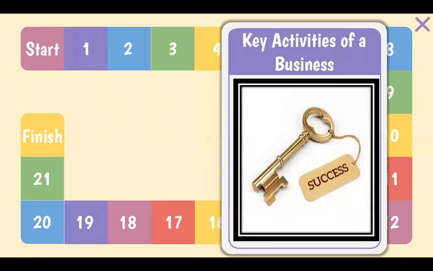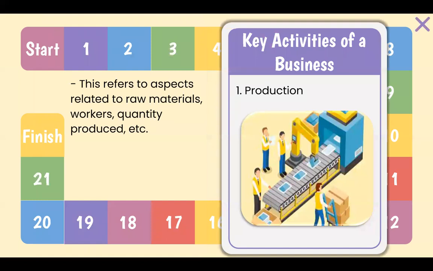Key activities of a business. A business is always confronted with several activities to perform. These activities are related to production, marketing, organizational, and financial aspects. Number one, production. This refers to aspects related to raw materials, workers, and quantity produced.